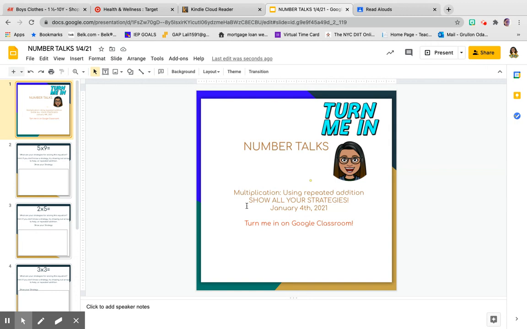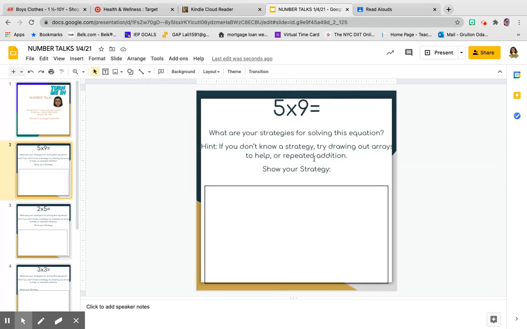We are going to be starting our multiplication number talks, and the strategy we're going to be using is called using repeated addition. All right, so let's begin. Here I have 5 times 9. I'm going to remind you to use your hand signals if you are in school and use any of the strategies that you know to help solve this. It could be drawing out arrays or using repeated addition, and that's what we're going to be focusing on today. So I'll give you a second to think.